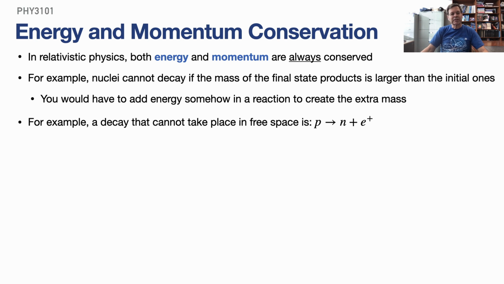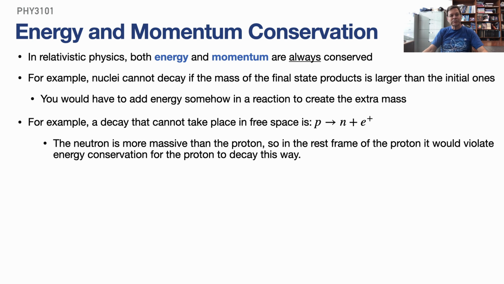For example, a decay that cannot take place in free space is a decay of a proton to a neutron plus a positron. That's an anti-electron. It does conserve electric charge, but the trouble is the neutron is more massive than the proton. So if you were in the rest frame of the proton, it would violate energy conservation because the mc squared of the proton's energy in the rest frame is less than the rest mass energy of the final state products. So where did that extra energy come from, right? So it can't decay that way, which is probably good for us that the proton doesn't decay, right?